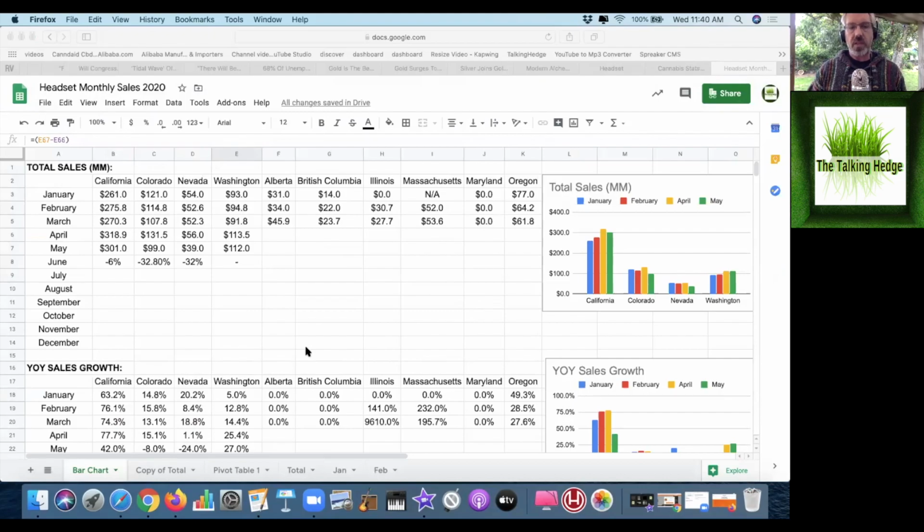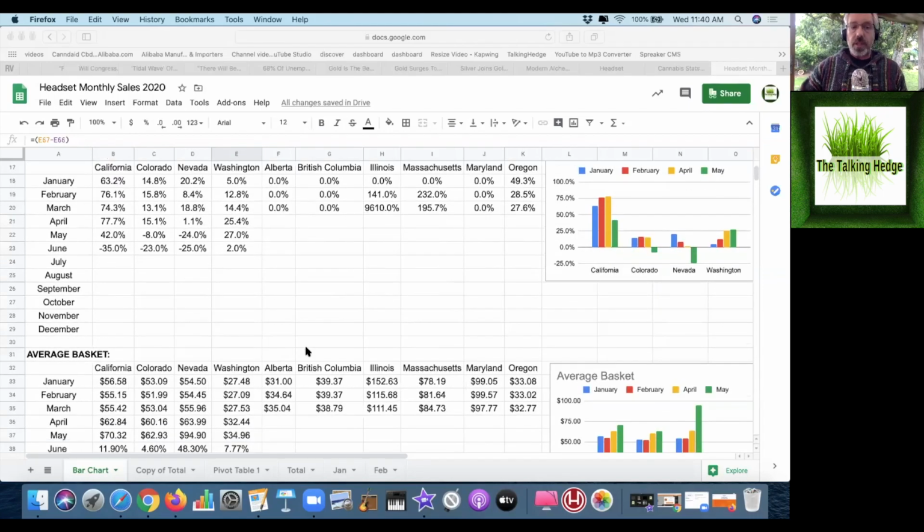So total sales for the month over month, looking at May, California had $301 million. That's down 6%. Colorado had $99 million. That's down 32%. Nevada, $39 million, down 32%. And Washington was flat at $112 million.